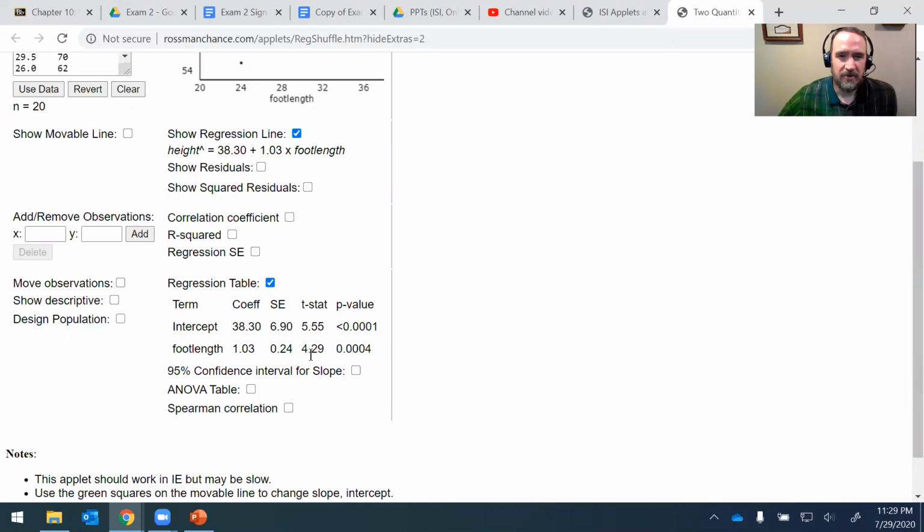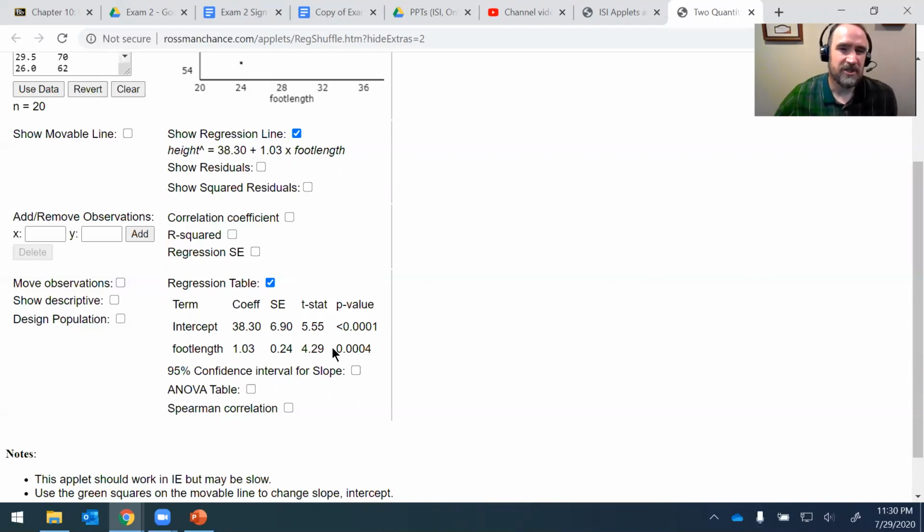T statistic: our result is 4.29 standard deviations above the null claim of a slope of 0. That's a long ways above. Four-plus standard deviations, that's crazy to be that far away from 0. We see that reflected in the p-value. There's almost no chance, a 0.04% chance, of finding a result like a slope of 1.03 if the null hypothesis is actually true, if the real slope in the population is 0. We'd almost never find a result like this.